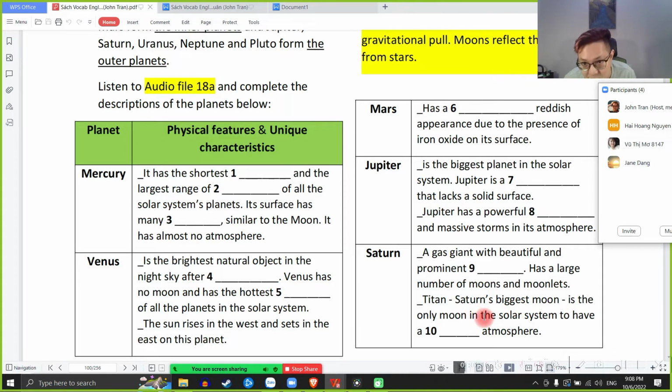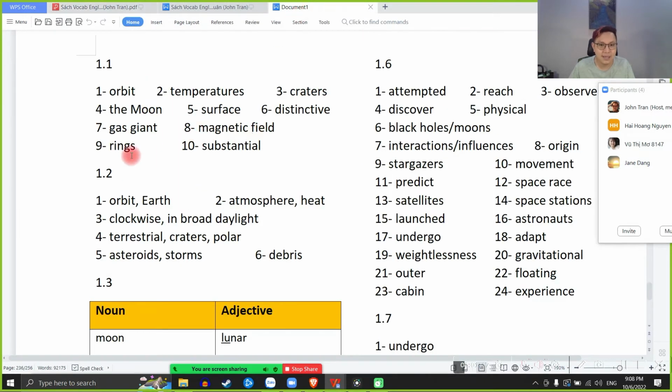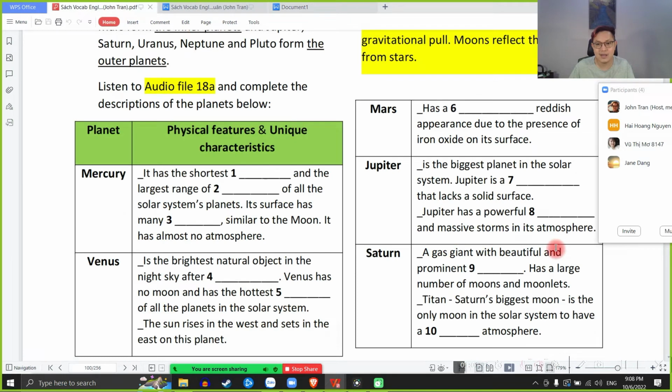Saturn, a gas giant, một hành tinh khí to lớn, with beautiful and prominent rings. Nó có những cái vành đai rất là đẹp đẽ và nổi tiếng và dễ nhìn thấy. Has a large number of moons and moonlets. Có một lượng lớn những cái mặt trăng nhỏ của nó, hoặc là mặt trăng siêu nhỏ của nó.